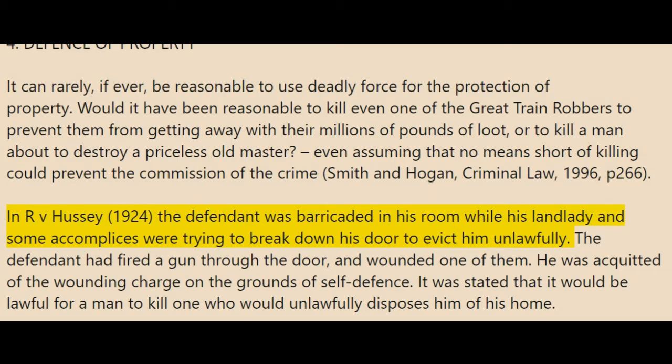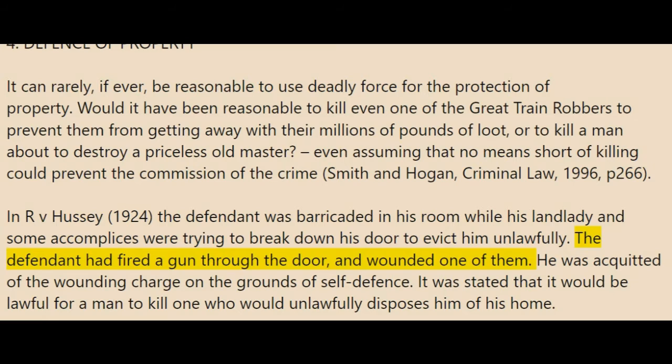In R v Hussey, 1924, the defendant was barricaded in his room while his landlady and some accomplices were trying to break down his door to evict him unlawfully. The defendant had fired a gun through the door, and wounded one of them. He was acquitted of the wounding charge on the grounds of self-defense. It was stated that it would be lawful for a man to kill one who would unlawfully dispossess him of his home.